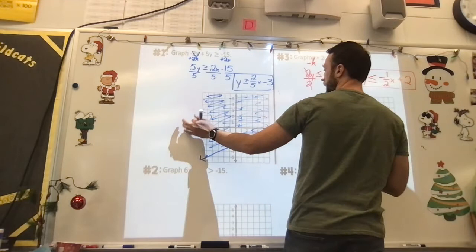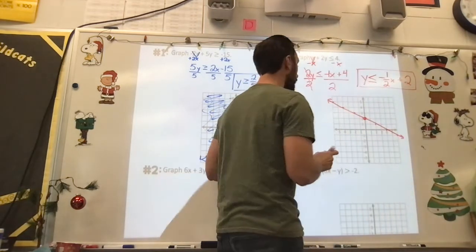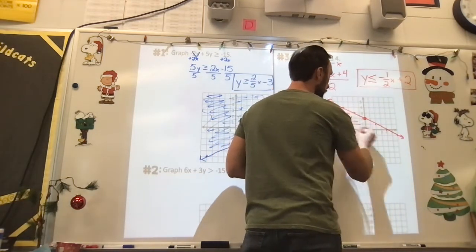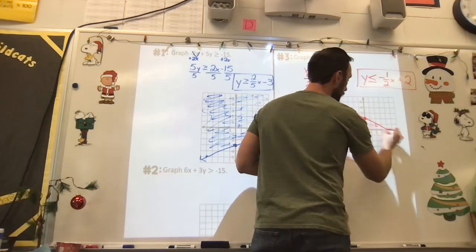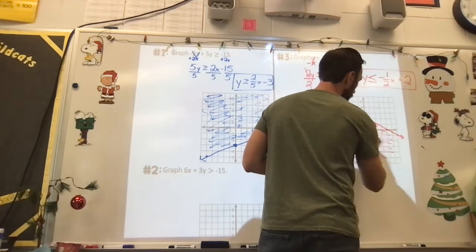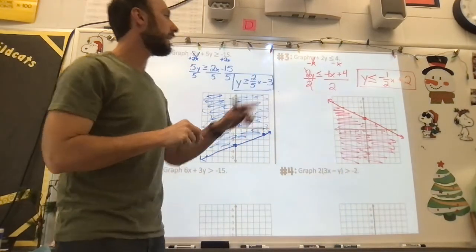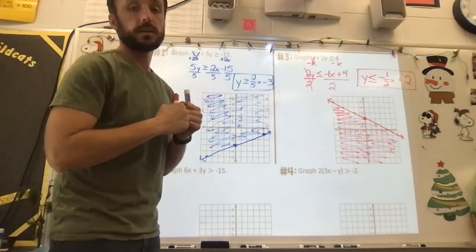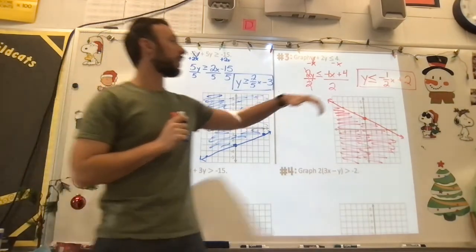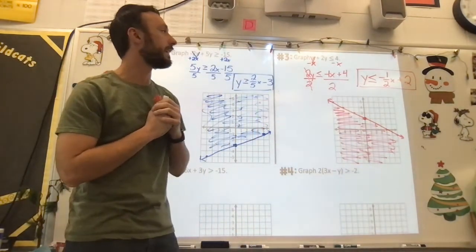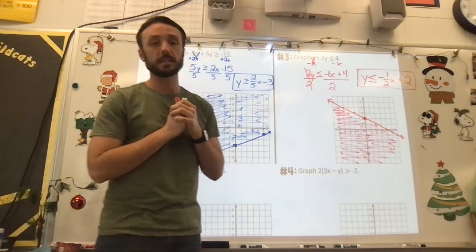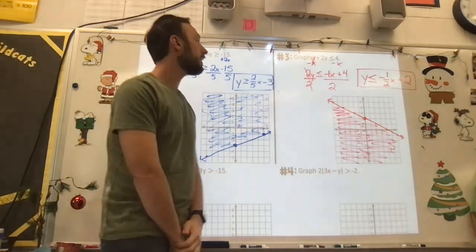But different than this one over here, I have a less than sign, so I'm going to shade below. Just like that. So that is the solution to x plus 2y is less than or equal to 4. We rewrote it in slope-intercept form, so it is y is less than or equal to negative 1/2 x plus 2. And I graphed it right there.